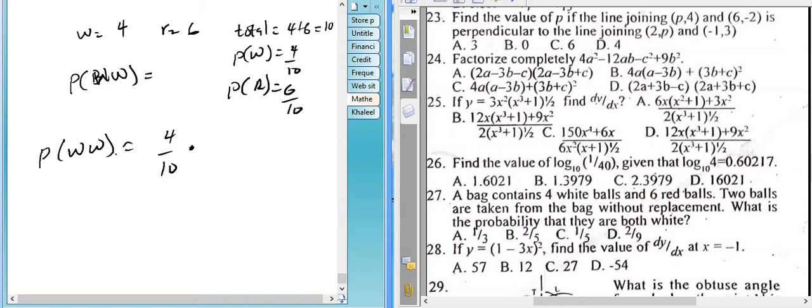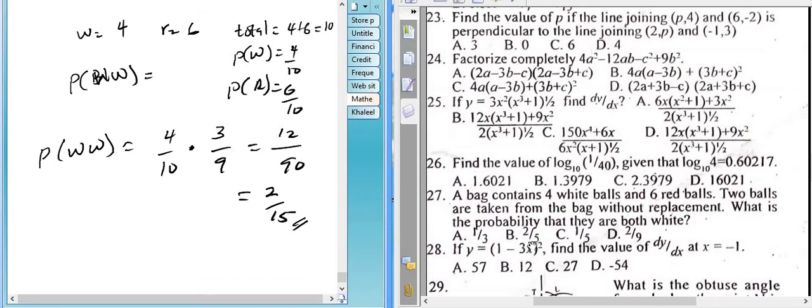So without replacement, for the second ball we reduce 1 from here, so that's 3, and for the total balls we reduce also 1, that's 9. So 4 times 3 is 12, and 10 times 9 is 90. So 12/90 is going to be equal to 2/15 if you reduce this fraction. So the answer is going to be 2/15.